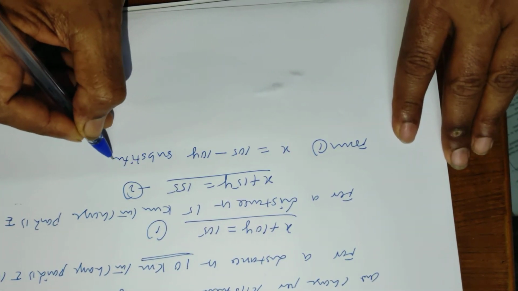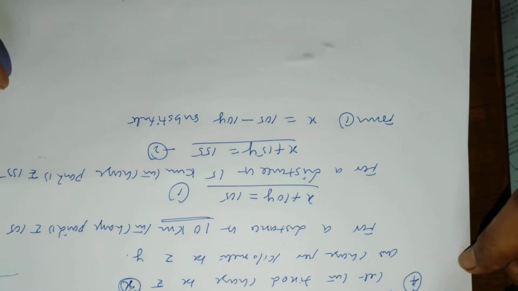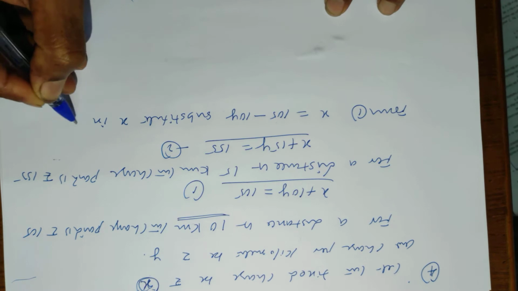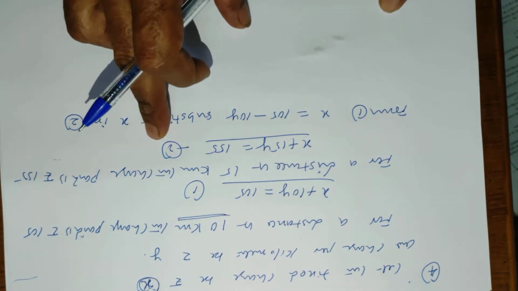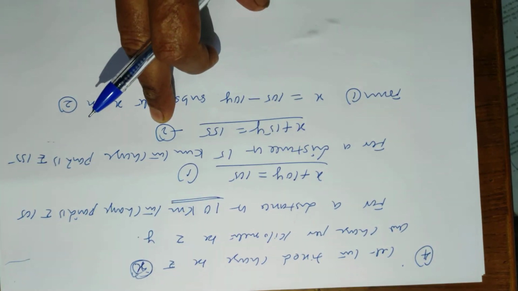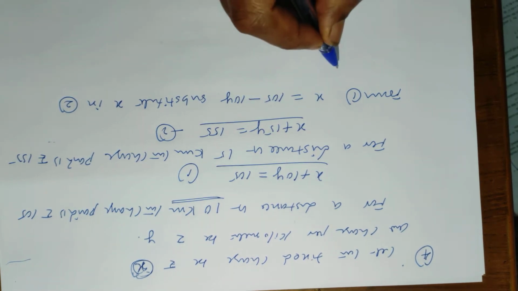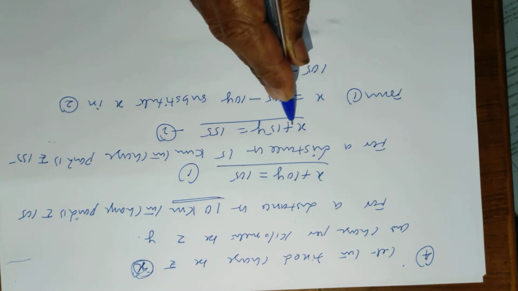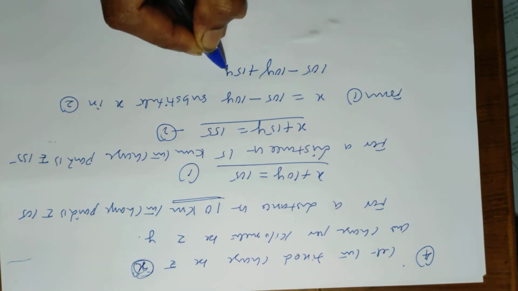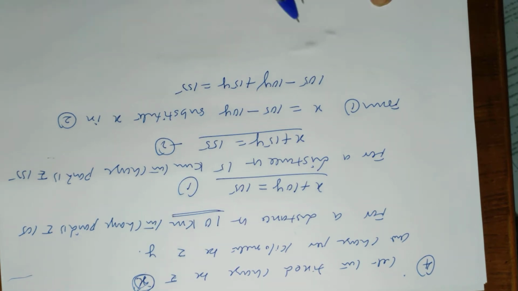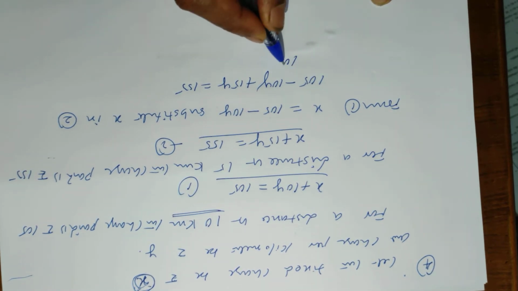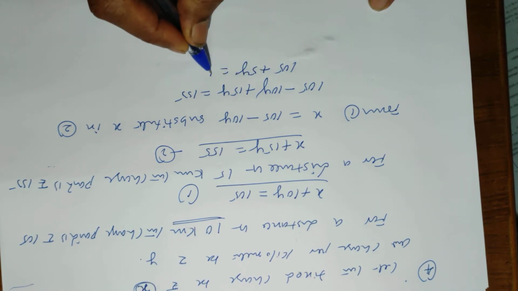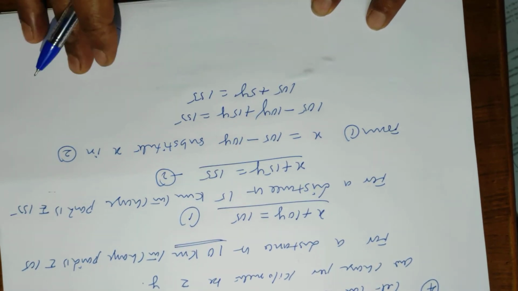Substitute this value of X in equation 2. So the second equation becomes a linear equation in one variable. In the place of X, how much do I have to write? 105 minus 10Y. Remaining I have to write as it is. 15Y is equal to 155. So 105 plus 5Y is equal to 155.